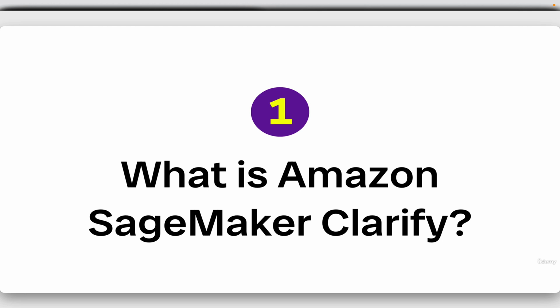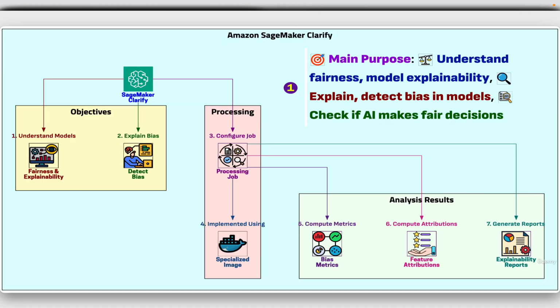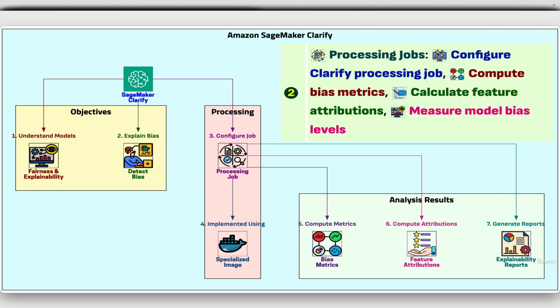So first topic, what is Amazon SageMaker Clarify? You can use Amazon SageMaker Clarify to understand fairness and model explainability and to explain and detect bias in your models. It acts like a tool to check if your AI is making fair decisions. You can configure a SageMaker Clarify processing job to compute bias metrics and feature attributions. This means setting up a task to measure how biased a model might be and which data features are influencing it.